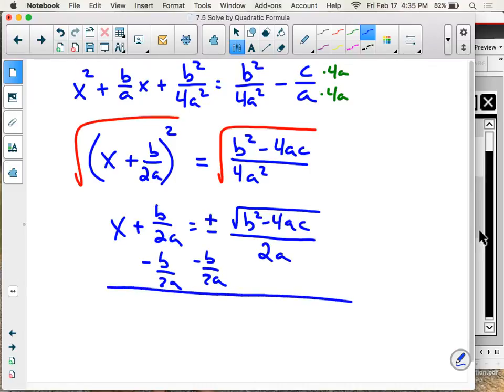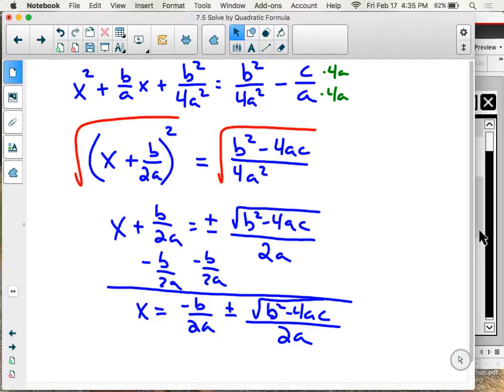So when we do that, check out what we get. We get negative b over 2a plus or minus the square root of b squared minus 4ac, all over 2a. That's our quadratic formula. Pretty nifty, huh? So the quadratic formula really comes from completing the square. How cool is that?